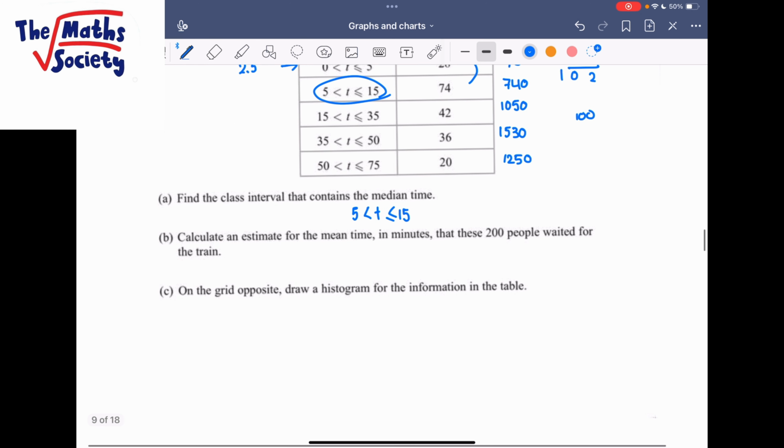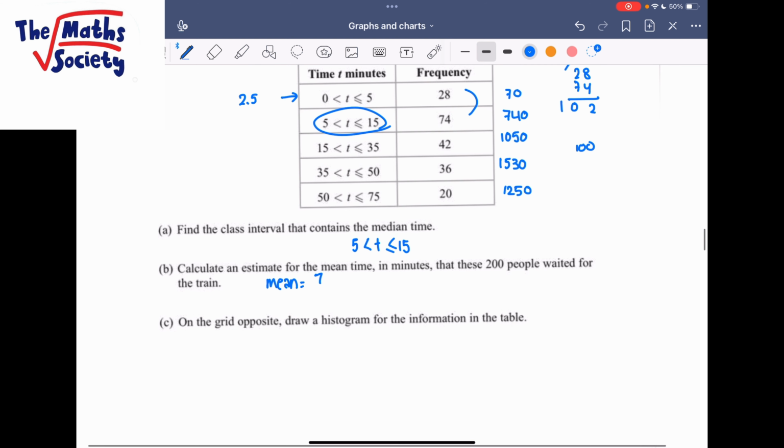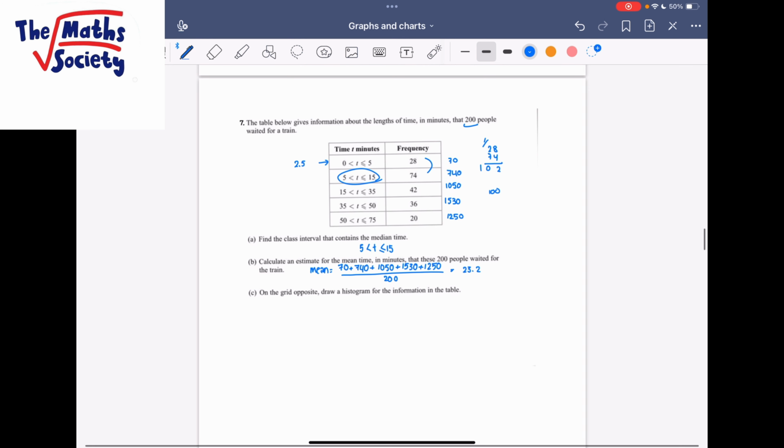So then you just want to get estimated mean equals 70 plus 740 plus 1050 plus 1530 plus 1250, which is divided by a total of 200, which you're going to end up with 23.2 for the estimated mean.